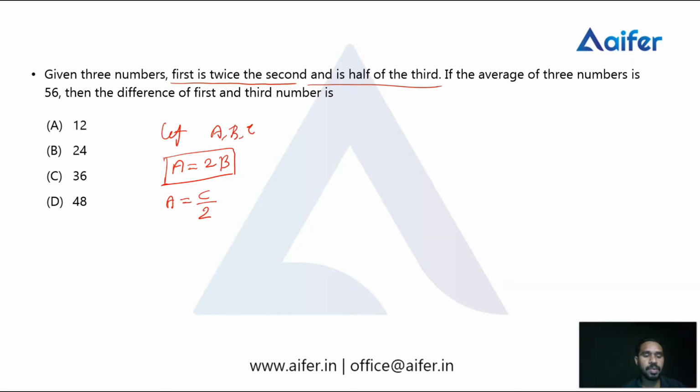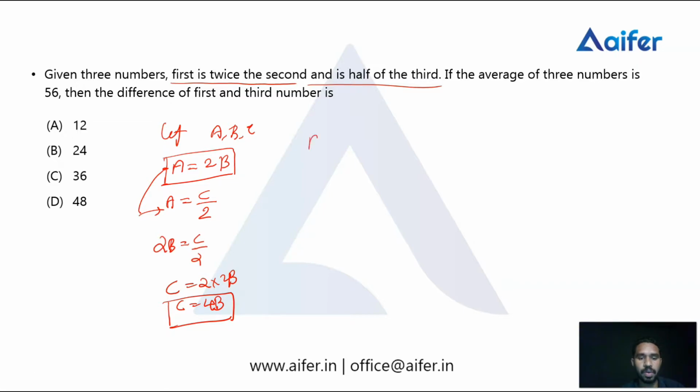We already found that A is equal to 2B. So apply this in this equation: 2B is equal to C by 2. So C is equal to 2 into 2B, that is 4B. C is equal to 4B. We make all the terms in terms of B. So we need to find the average.